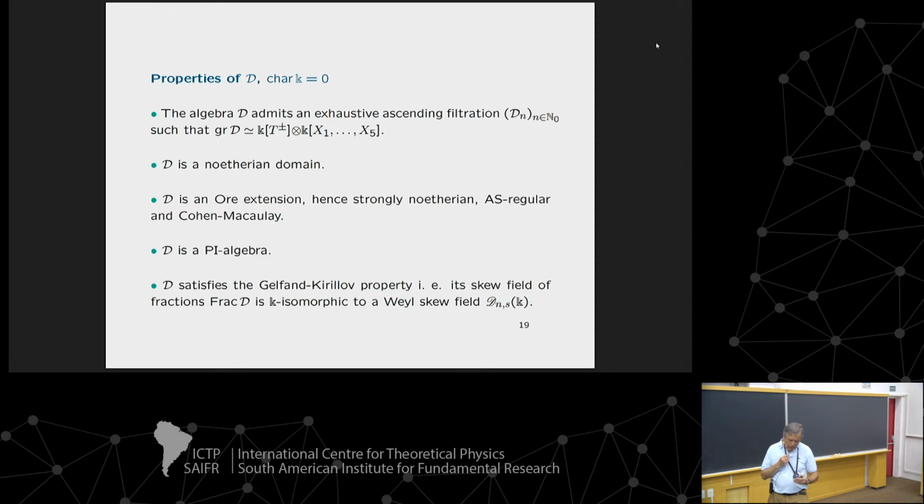And from there come some important properties: D is strongly Noetherian, meaning that when you extend scalars, it remains Noetherian. D is regular and Cohen-Macaulay. These are cohomological properties, and they come from the fact that the associated graded ring has this beautiful shape. Also, D is a PI algebra and satisfies the Gelfand-Kirillov property. The Gelfand-Kirillov property means that the skew field of fractions of D is isomorphic to a Weyl skew field. This is a property that appeared in the same paper where Gelfand and Kirillov introduced their dimension.